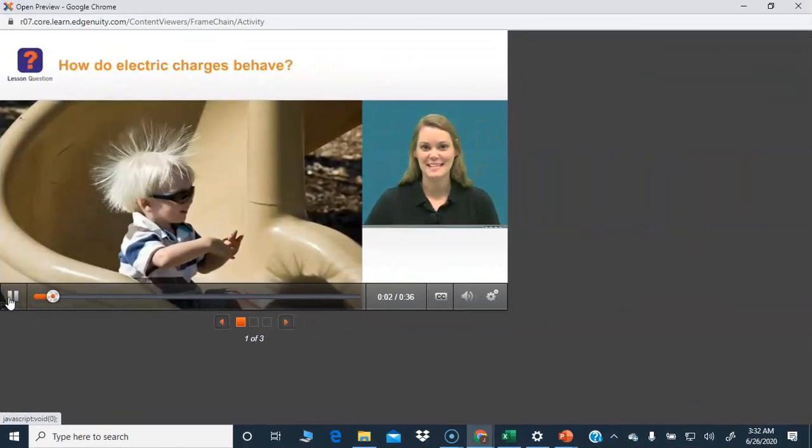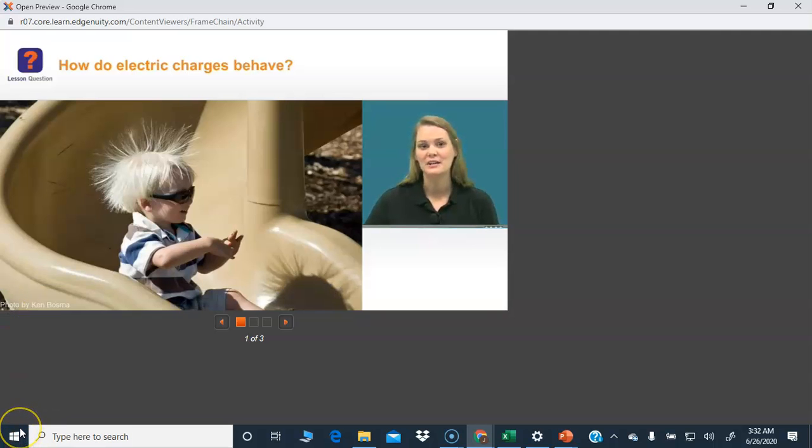Welcome to Electrostatics. Have you ever wondered why sliding on plastic playground equipment gave you a new hairstyle? Or why touching a doorknob after shuffling across carpet produced miniature lightning that shoots from your fingertips? What causes an object like your hair to become charged and to hold on to that charge? And what causes your hair to suddenly release that charge?